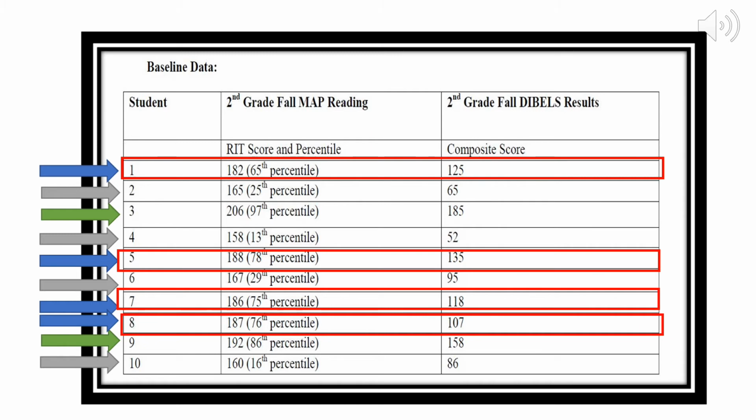Finally, I can identify the students scoring at or near average. So I might identify student number 1 because that person is performing in the 65th percentile. Student number 5 is performing in the 78th percentile. Student 7 is performing in the 75th percentile, and student 8 is performing in the 76th percentile. So these students would probably be a part of tier 2 on my growth targets. They are performing around average.